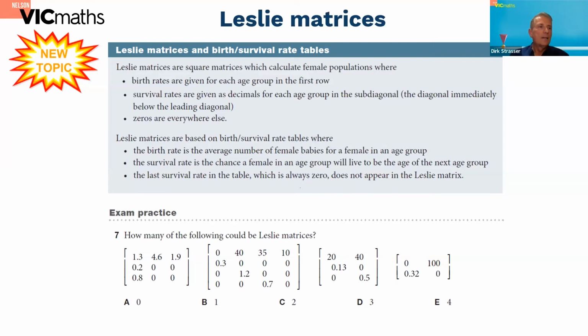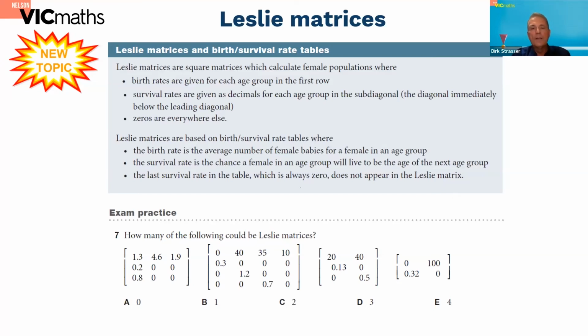Exam practice has VCAA questions where they're available, the ones that are the most suitable, and they're graded according to the success percentages. But for Leslie matrices, we don't have any VCAA questions, so we've had a close look at how the VCAA questions have been structured for transition matrices in particular, but also the general pattern, and come up with the type of structure for exam style questions that would occur. So this is an example of one of those.